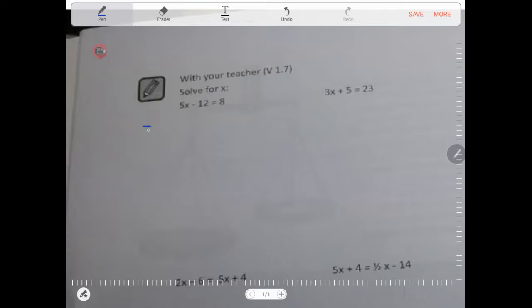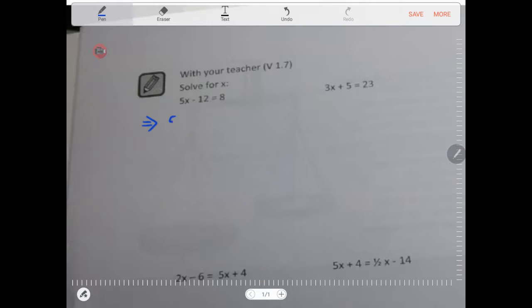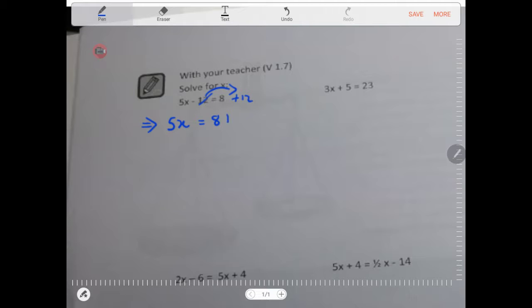So we're going to need a couple of lines of working out here. And in the first one, we're going to say 5x, so we're leaving the 5 alone, but we're going to take that 12 over the other side, and it becomes a plus 12. So 5x equals 8 plus 12. Okay, so let's tidy this up. 5x equals 8 plus 12 is 20. Okay, so we've got the 12 over the other side.